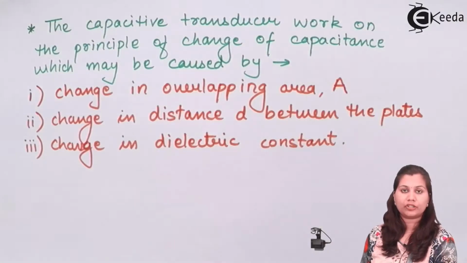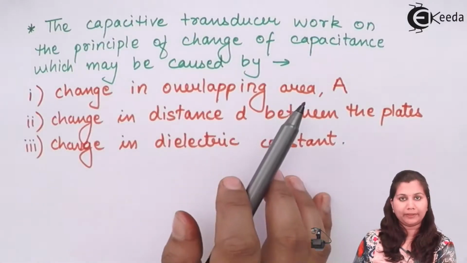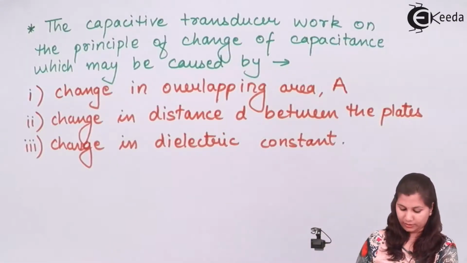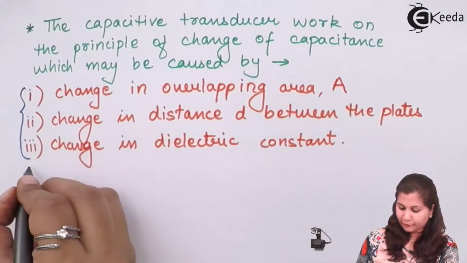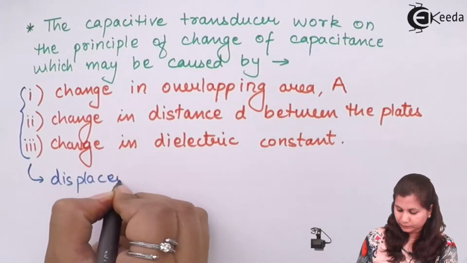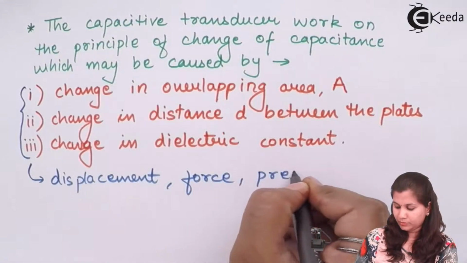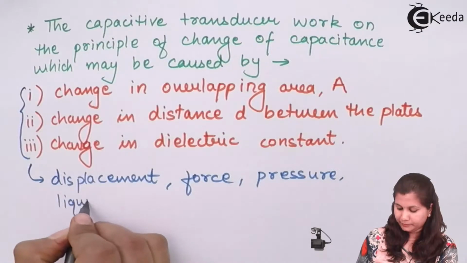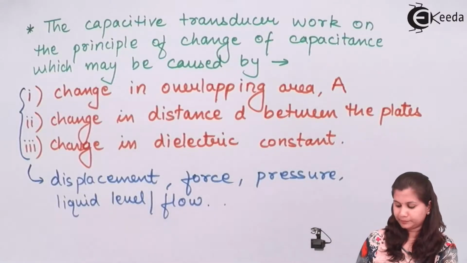So the three variables which can be changed to cause a change in capacitance are the change in overlapping area, the change in distance d between the plates, and the change in the dielectric constant. Now the changes in these three parameters can be brought about by physical variables like displacement, force, pressure, or any liquid. Liquid level can also be there and liquid flow can also be there.